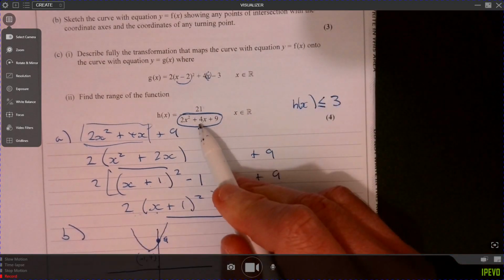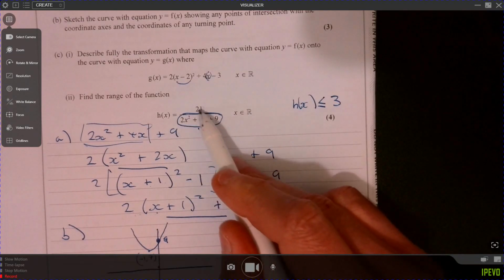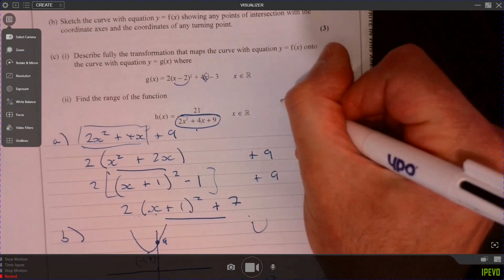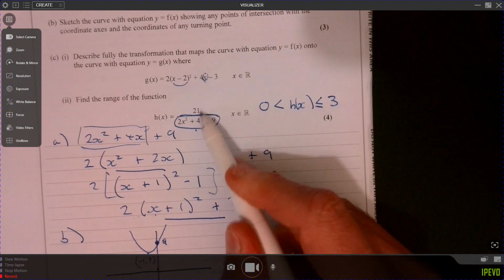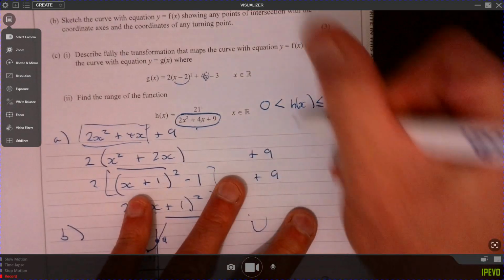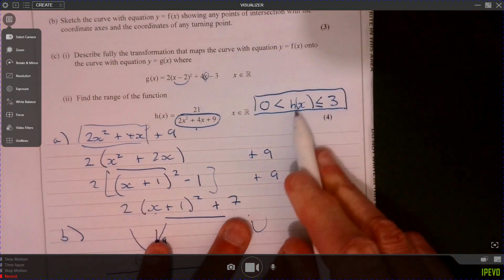Now, if you think, well, it could go up to any number, it could be like 1,000,000. 21 divided by 1,000,000 is nearly 0, but it will never quite be 0, because 21 divided by like 20 billion is still something. So it's never going to quite be 0. So the answer is this.